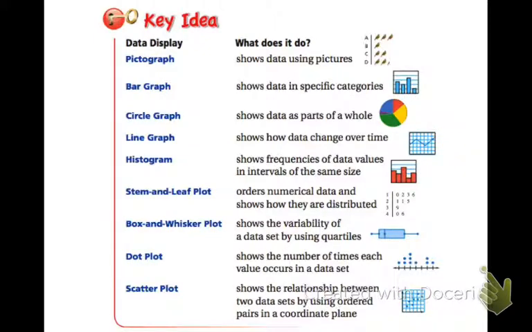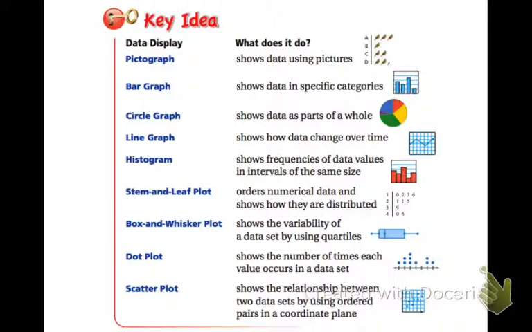So if it's like an age group, like 0 to 10, then the very next bar would represent 11 to 20. So it's continual. Stem and leaf plots order numerical data and show how they are distributed, but a lot of times it's only good for showing one type of data, like numerical, where you can order it least to greatest and look at it that way.